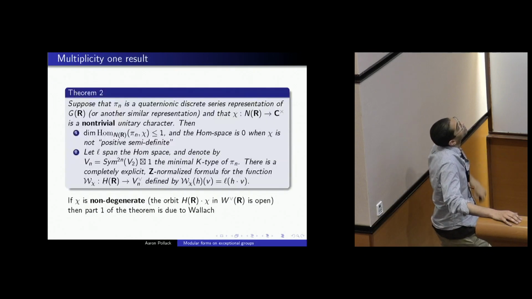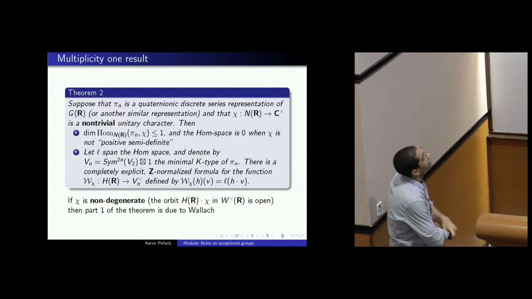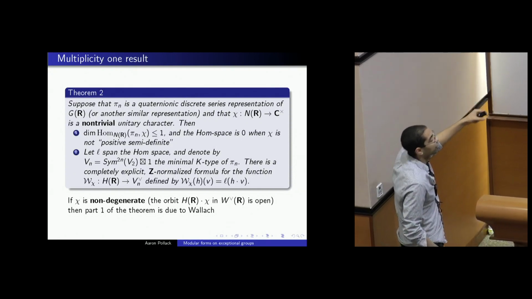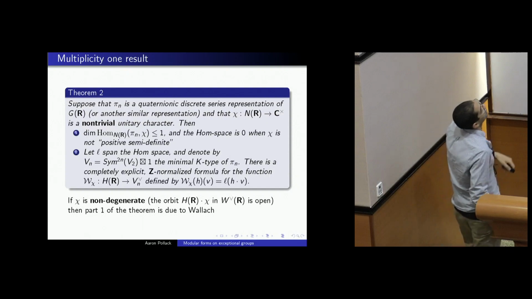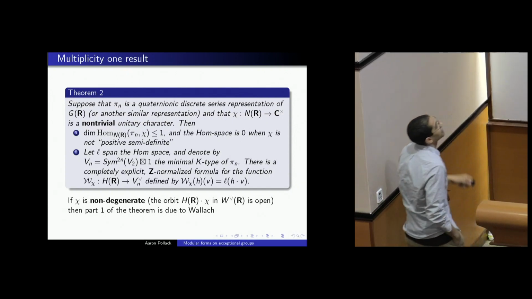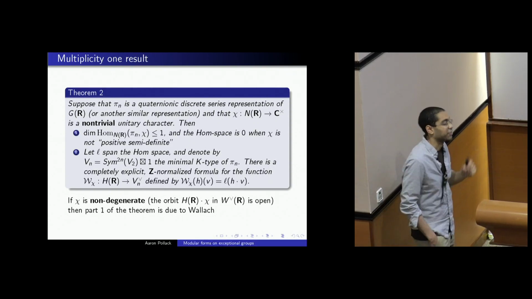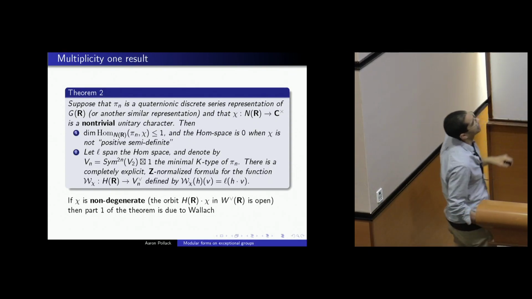Here's the first main result. Take a representation pi n on one of these groups that's a quaternionic discrete series, or another very similar representation, and suppose you have a non-trivial character of the unipotent radical of the Heisenberg parabolic, a non-trivial unitary character.